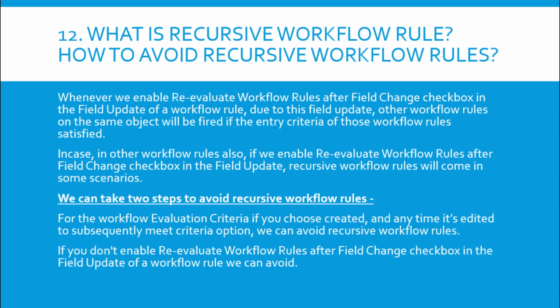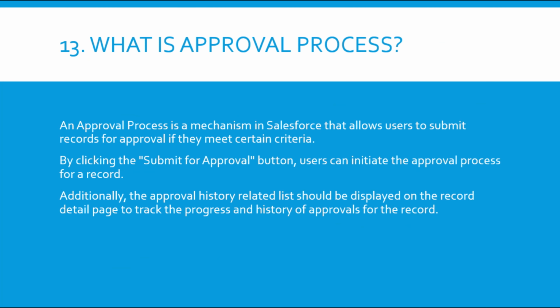We can take 2 steps to avoid recursive workflow rules. For the workflow evaluation criteria, if you choose the option Created, and any time it's edited to subsequently meet criteria, we can avoid recursive workflow rules. If you don't enable the Reevaluate Workflow Rules after field change checkbox in the field update of a workflow rule, we can avoid them. 13. What is an approval process?